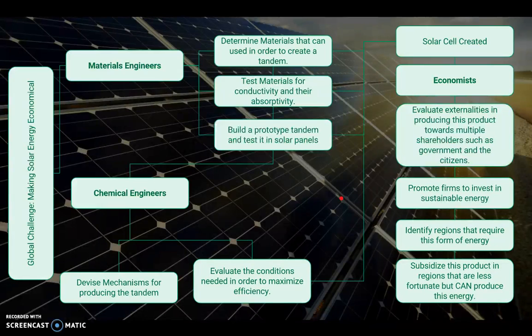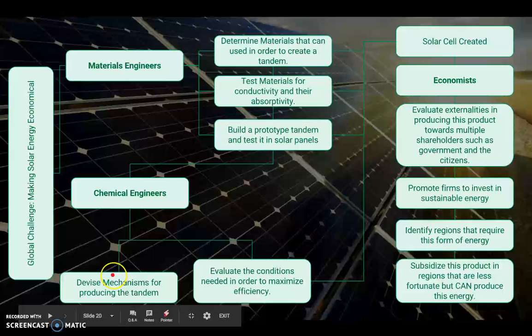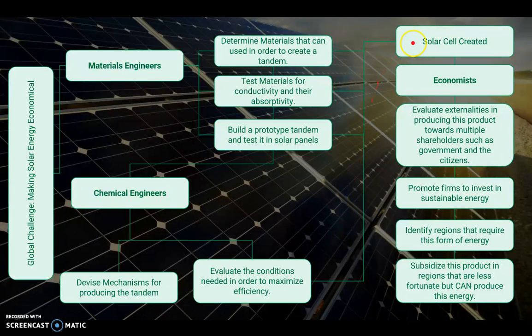So what is the final solution? We can see that materials engineers here determine materials, test these materials, and build a prototype, and chemical engineers devise mechanisms for producing this tandem and evaluate the conditions necessary in order to maximize the engineering efficiency, thus creating the product. The economists take this product and evaluate the externalities in producing it, promote firms to invest in it, and identify their types of consumers. And in this way, we can subsidize the product so that it's more available to a larger number of users, thus promoting the usage of this green form of energy.